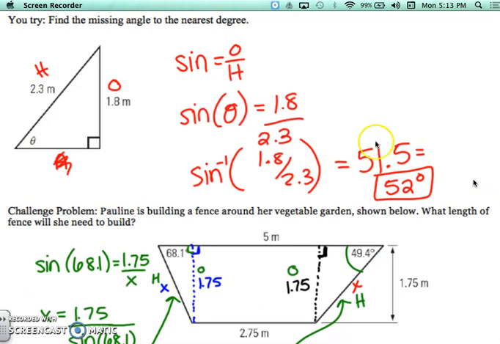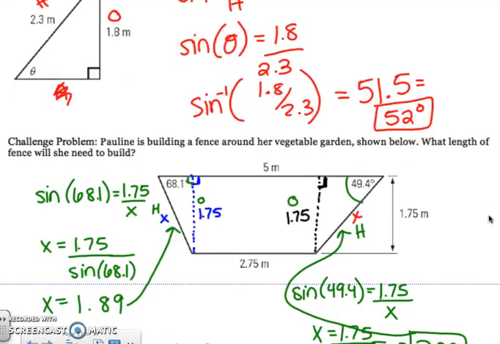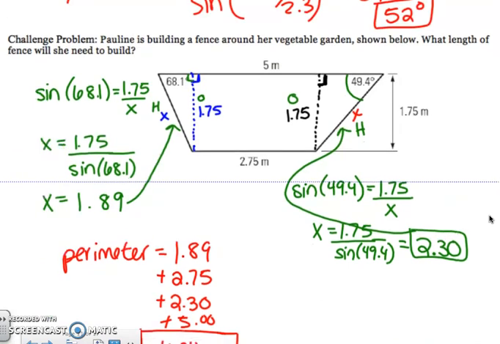For number 1, the you try, the opposite was 1.8 and the hypotenuse was 2.3, so I knew that was sine. You could have said sine of x, or sine of theta, equals 1.8 over 2.3. Do the inverse sine of that ratio and you should have gotten 51.5. It said nearest degree, so make sure you round that to 52 degrees. Now with this challenge problem, the answer was 11.94.